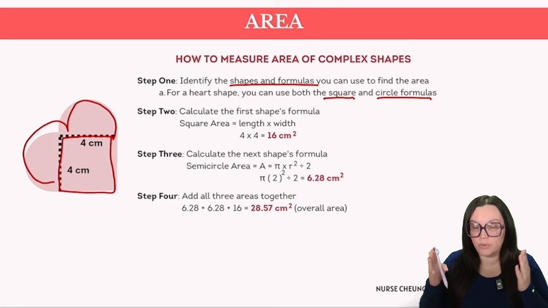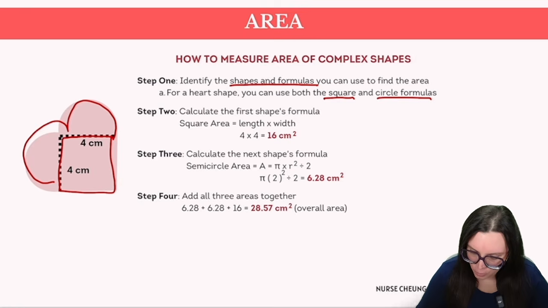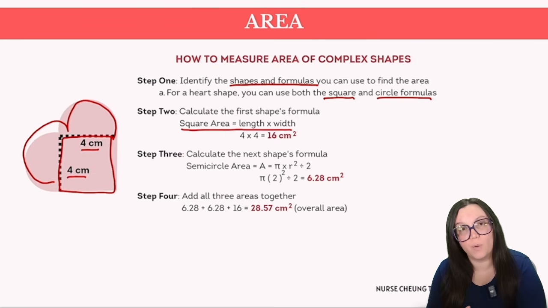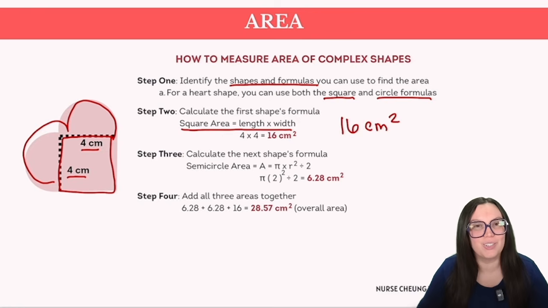Step 2 is we're going to start with our easier shape. We're going to start with our square and figure out the area for that. So we know that the square area is length times width. So we have a length of 4 and we also have a width of 4. So we're going to multiply 4 times 4 and that's going to give us the overall area of our square as being 16 centimeters squared.